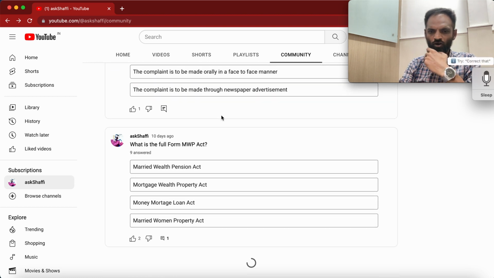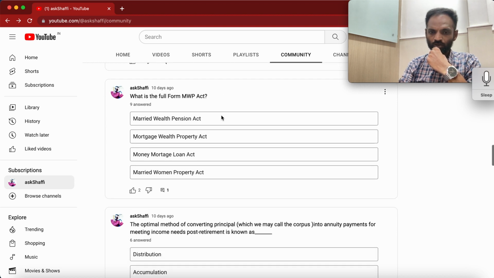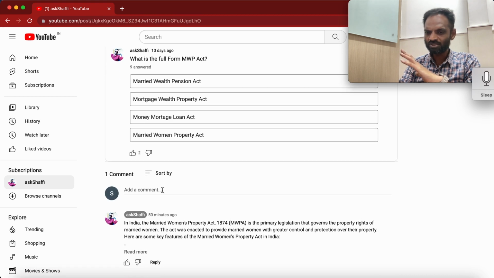So what is the full form of MWP Act? MWP is the Married Women Property Act, and to get the complete explanation of this Act, just go to the comment section, you will get the complete definition. The Married Women Property Act is a primary legislation that governs the property rights of married women. The act was enacted to provide married women with greater control and protection over their property. Just go through this section, you will get the complete clarification on this.